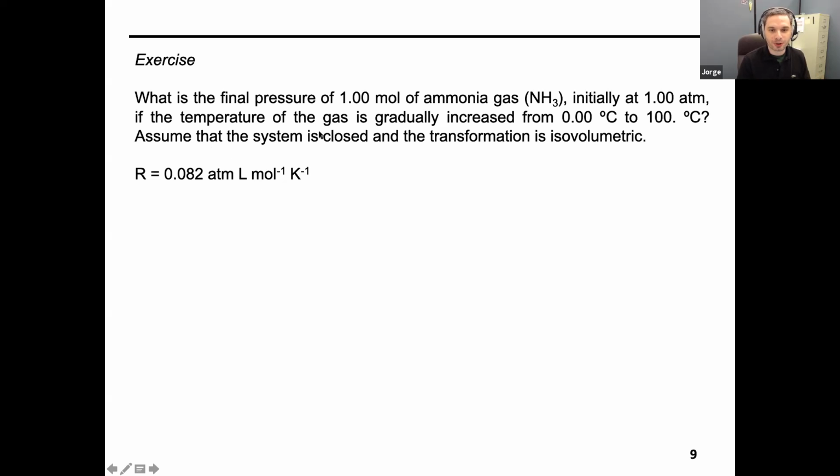What is the final pressure of 1 mole of ammonia gas, NH3, initially at 1 atmosphere if the temperature of the gas is gradually increased from 0 degrees to 100 degrees Celsius? Assume that the system is closed and the transformation is isovolumetric. I will give you a couple of minutes to think about this problem. In the meantime, I'm going to get some water and then we will solve the problem together.